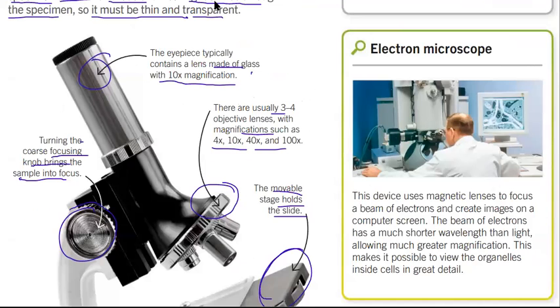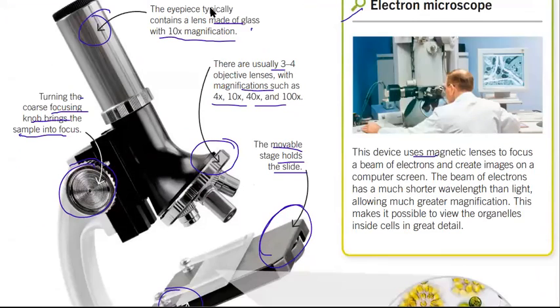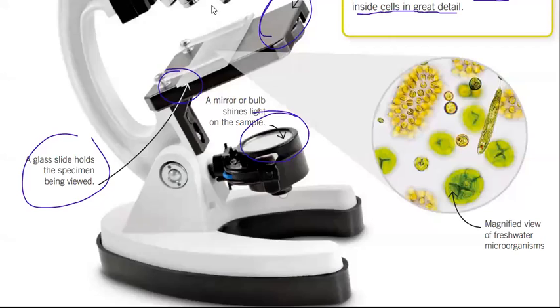While in the electron microscope, you see, this device uses magnetic lenses to focus a beam of electrons and create images on a computer screen. The beam of electrons has a much shorter wavelength than light, allowing much greater magnification. This makes it possible to view organelles inside the cells in great detail. Using a microscope, you can see a magnified view of freshwater microorganisms.